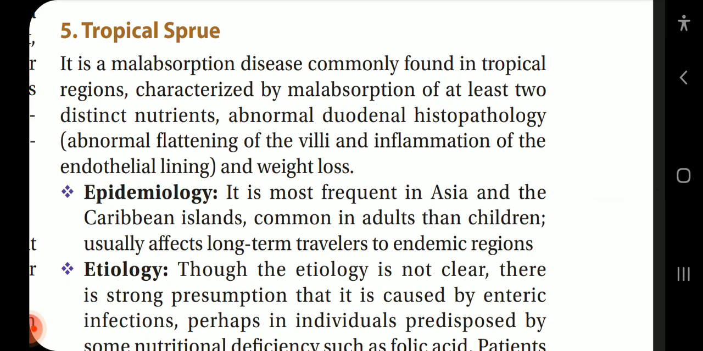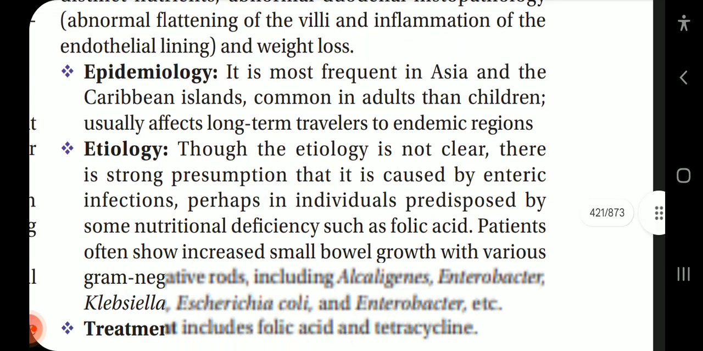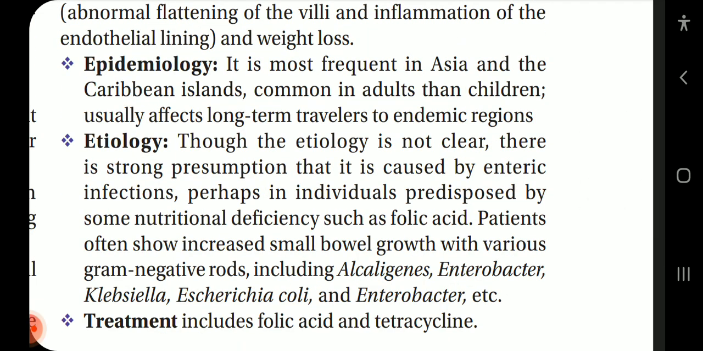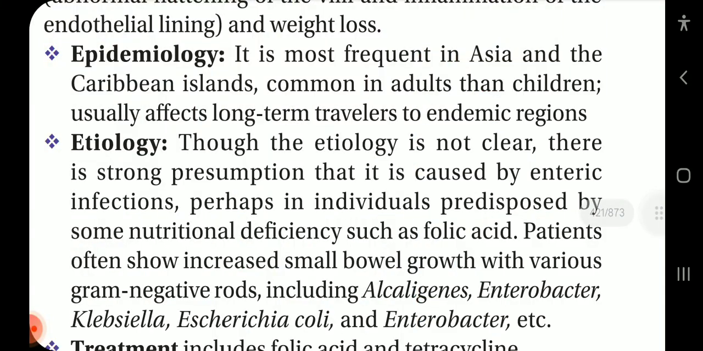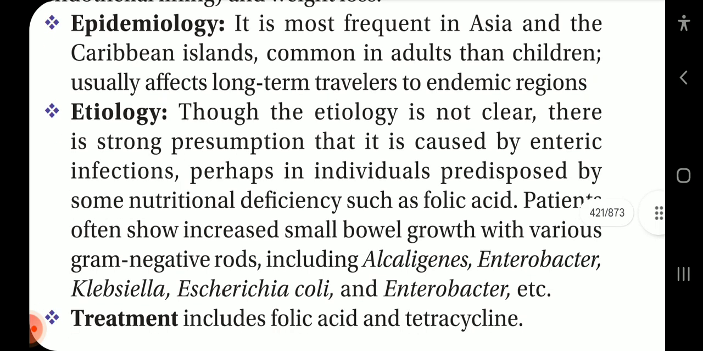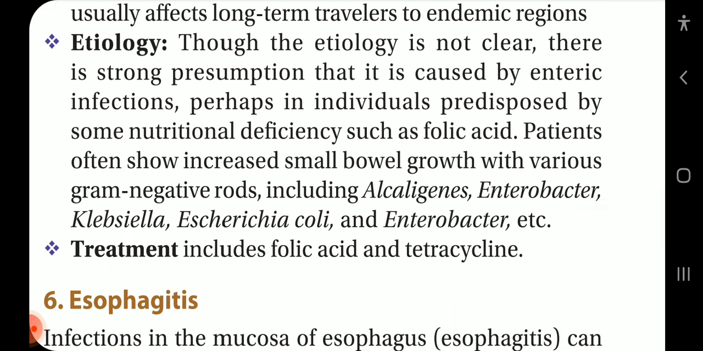Tropical sprue. It is a malabsorption disease commonly found in tropical regions, characterized by malabsorption of at least two distinct nutrients, abnormal duodenal histopathology, abnormal flattening of villi, inflammation of the epithelial lining, and weight loss. Epidemiology. It is most frequent in Asia and Caribbean islands, more common in adults than children, usually affects long-term travelers to endemic regions. Etiology. Though the etiology is not clear, there is strong presumption that it is caused by enteric infections, perhaps in individuals predisposed by some nutritional deficiency such as folic acid.